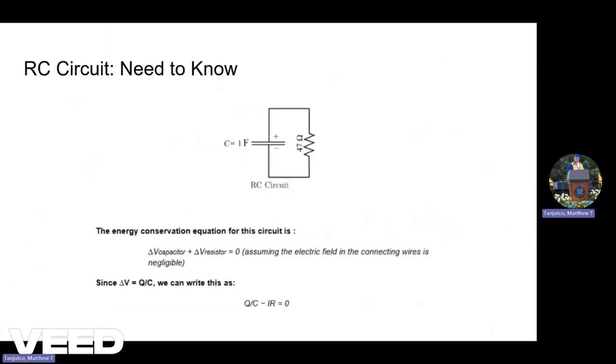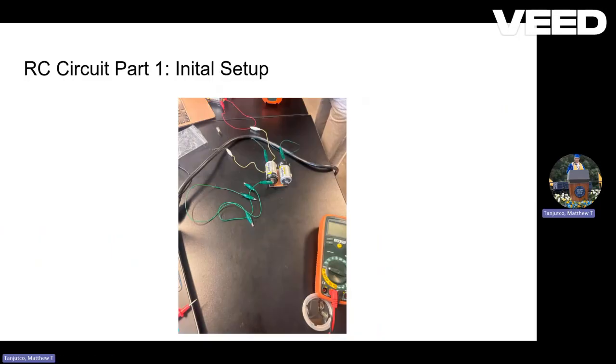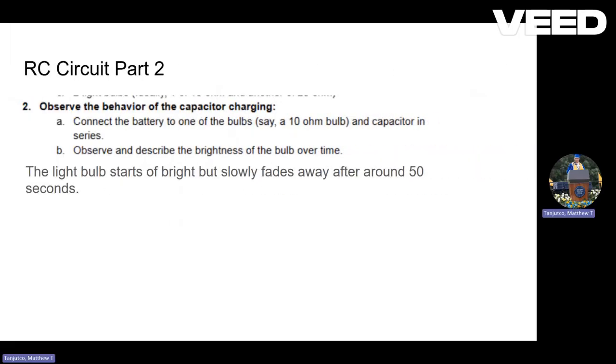RC circuits are next up, and really all you need to know is that for an RC circuit, we're looking at how the capacitor charges or discharges. We used this setup to see how the capacitor charges and discharges by looking at how a light bulb lights up and dims. So when we connected the light bulb with the capacitor and the battery, the light bulb lit up immediately, but started to slowly fade around 50 seconds.